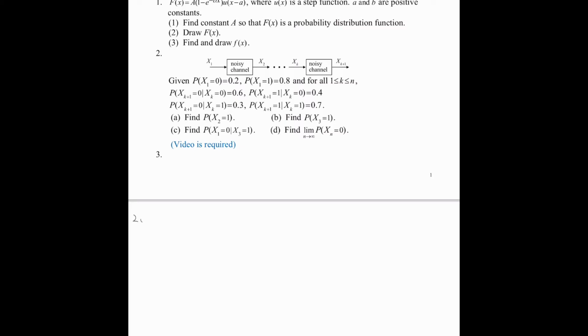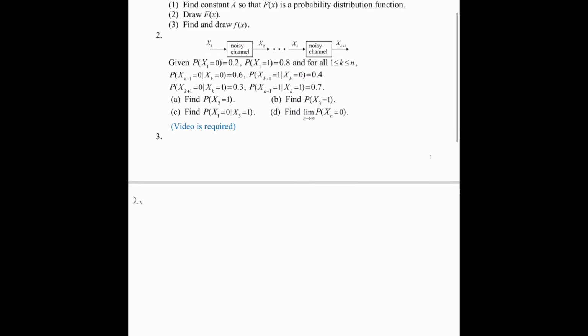Probability of xk plus 1 equals 0 given xk equals 1 is 0.3. Probability of xk plus 1 equals 1 given xk equals 1 is 0.7. Question A is find the probability of x2 equals 1.